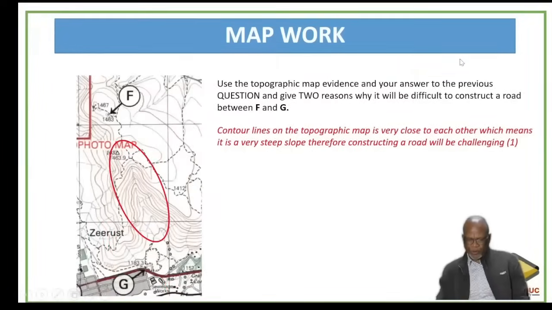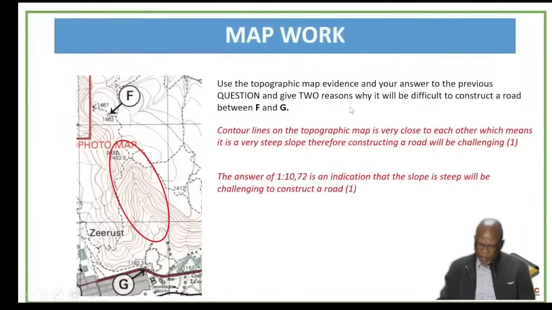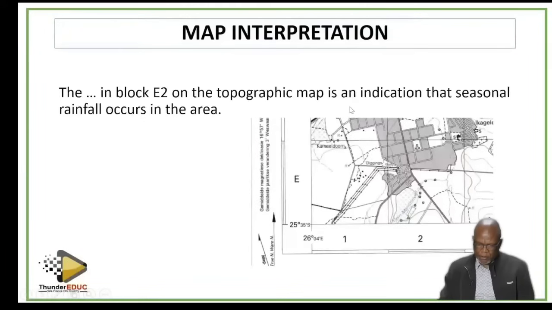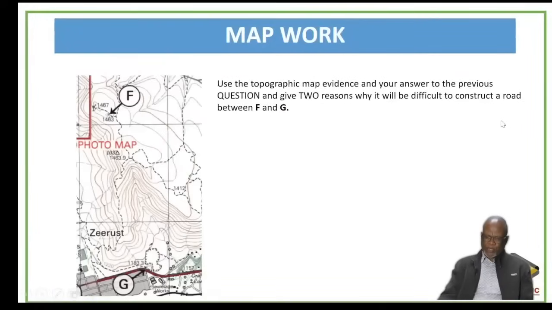So now, use the topographical map evidence. What has happened here? Okay. Now, use the topographical map evidence in your answer to the previous question and give 2 reasons why it will be difficult to construct a road.